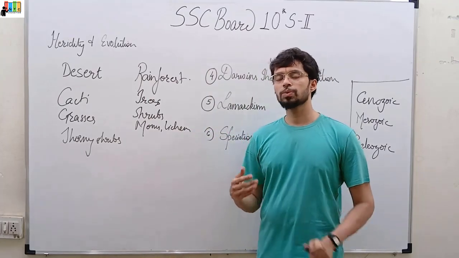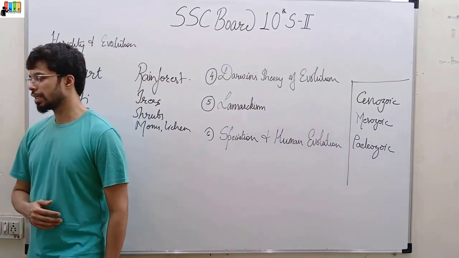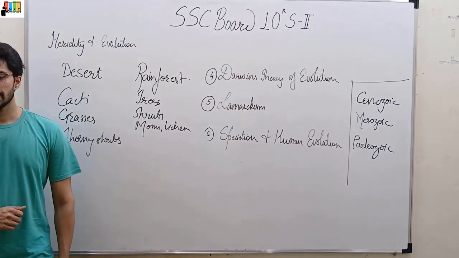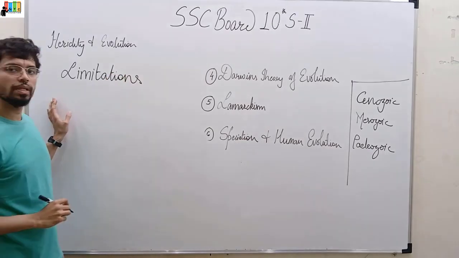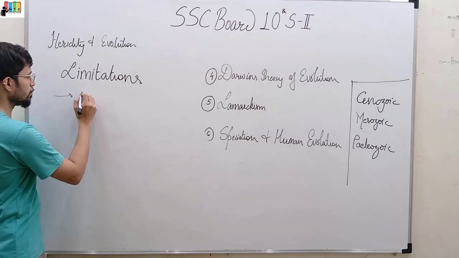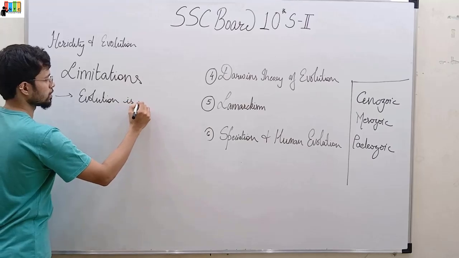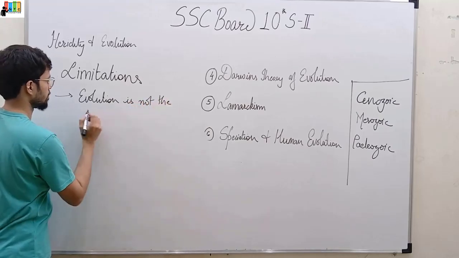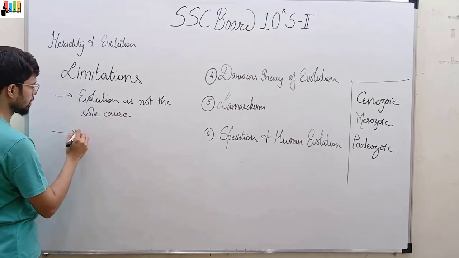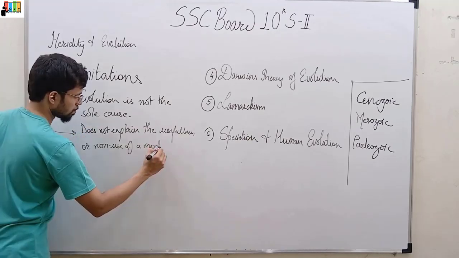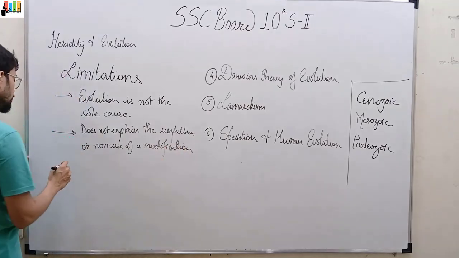So all of these led to the conceptualization of this theory which was given by Darwin, that there is survival of the fittest. But now there are certain limitations to the theory. What are they? Let us see. What are the limitations of the Darwinian theory? The first one is that evolution is not the sole cause. The next is it doesn't explain the usefulness or the uselessness of a given modification.